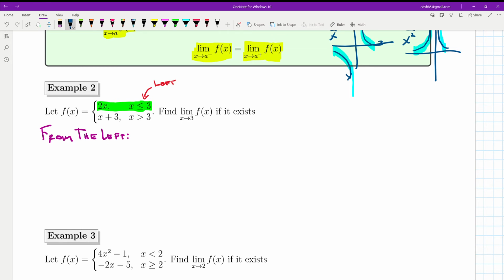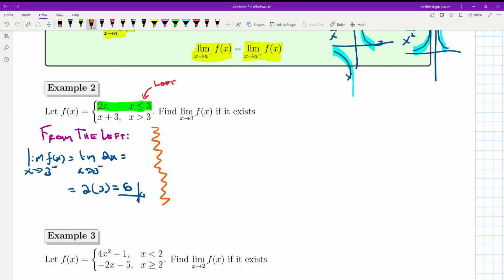So what we're going to do is evaluate the limit of f of x as x approaches 3 from the left. That is the limit of 2x as x approaches 3 from the left. And in this case, no more limit symbol here when we plug in the value. So that's going to be 2 times 3, which equals 6. All right.